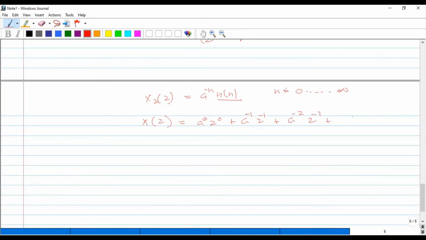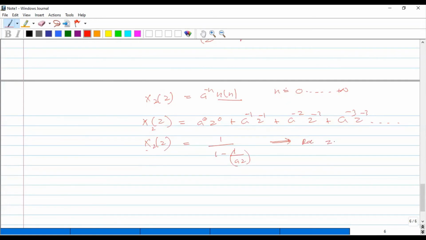If a is 3, we have a minus 3 z minus 3, and so on. So this is also a power series, and it will become 1 by a minus 1 z minus 1, that means 1 by a z. So this is X2(z). And in the same manner, you can find the ROC.